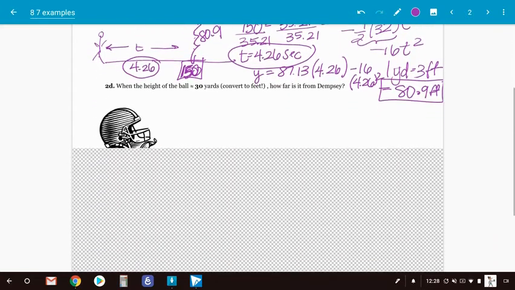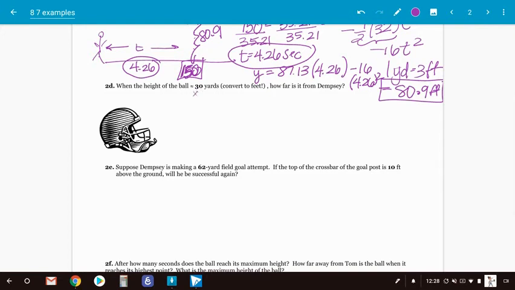It says when the height of the ball is 30 yards, again, we have to times 3. This is 90 feet. Okay, when the height of the ball, that's the y direction, is 90 feet, how far away is it from Dempsey? So I hope that you're thinking of this one more time. When the height, so he kicks the ball, and the ball goes something like this. So when the height is 90 feet, we should get 2 answers here.